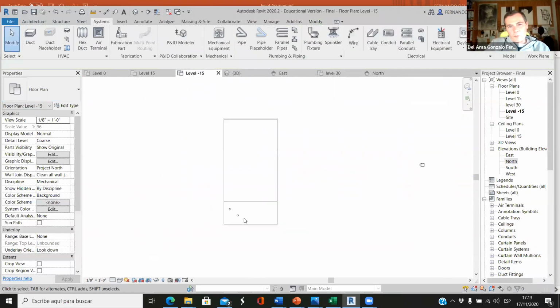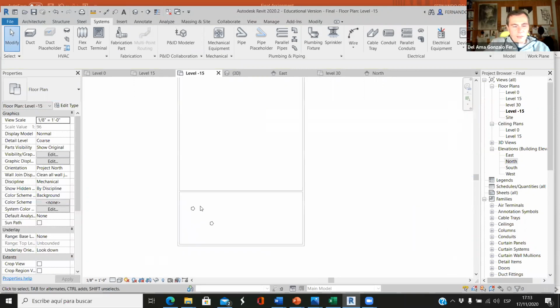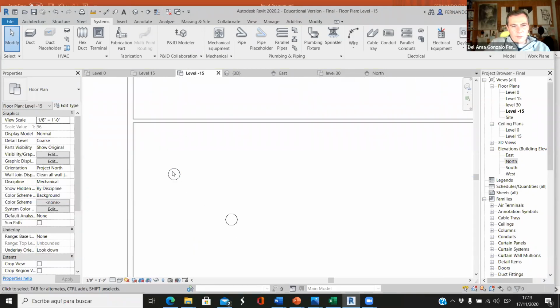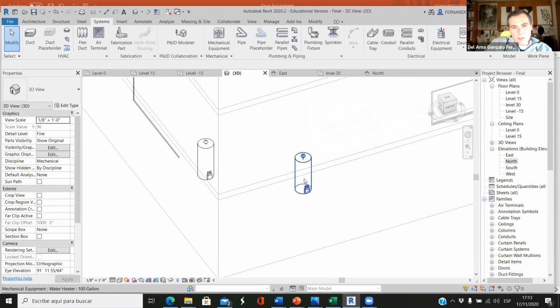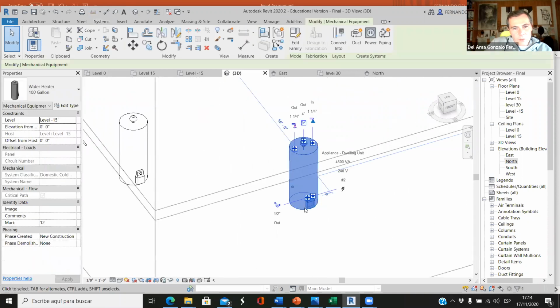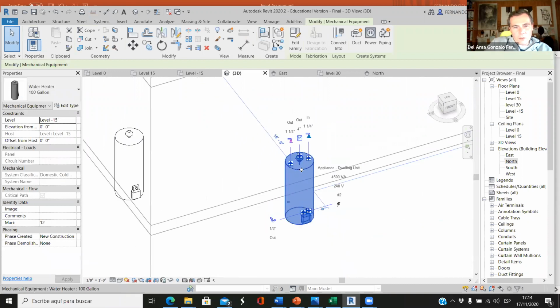One of the water heaters will be connected to the domestic hot water, and the other water heater will be connected to the air handling unit. So at least we need two water heaters here. 3D. What about the orientation? Well, we need to find out. From this, we have the inlet, and here we have the outlet.